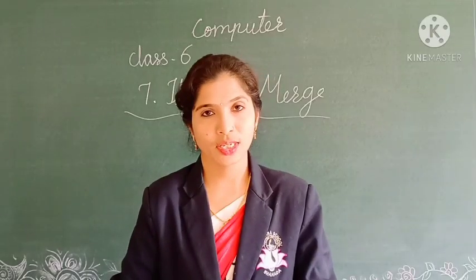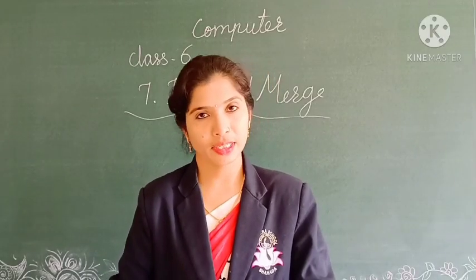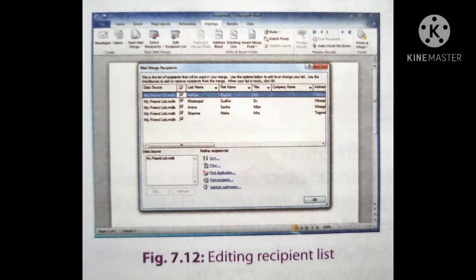Now we are going to see editing the recipient list. In MS Word, you have the options to select, modify and control your data. On clicking the Edit Recipient List from the Mailings tab, a Mail Merge Recipients window appears. From this window, you can select or deselect an individual recipient. You can sort or filter items in the list.